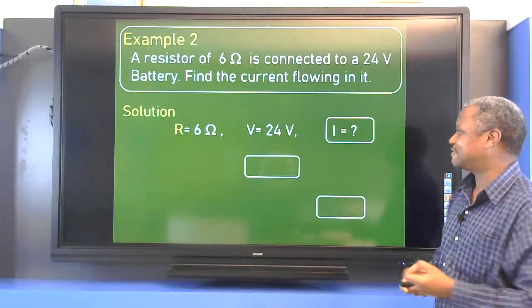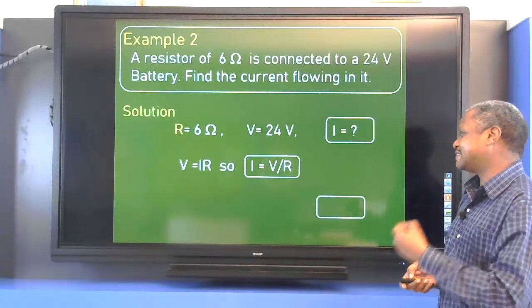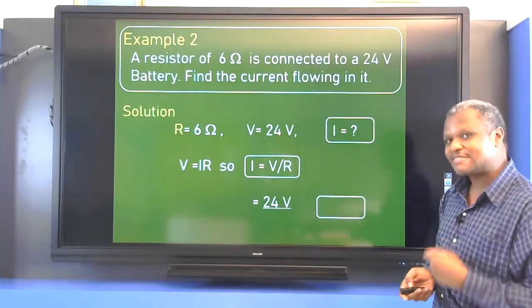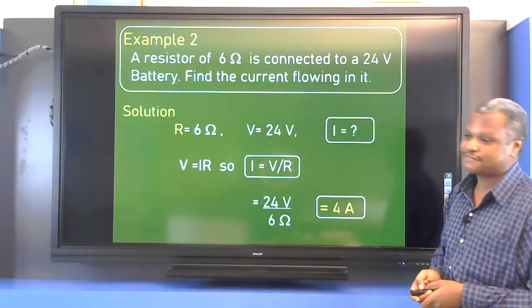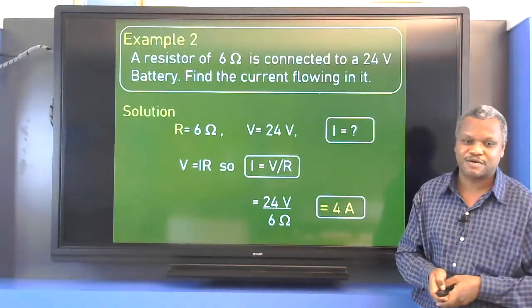But we know the formula that voltage is equal to current times resistance. So current is equal to voltage divided by the resistance. And when you substitute that, you'll find that 24 divided by 6, the answer you get is 4 amperes. So don't forget the unit, 4 amperes.